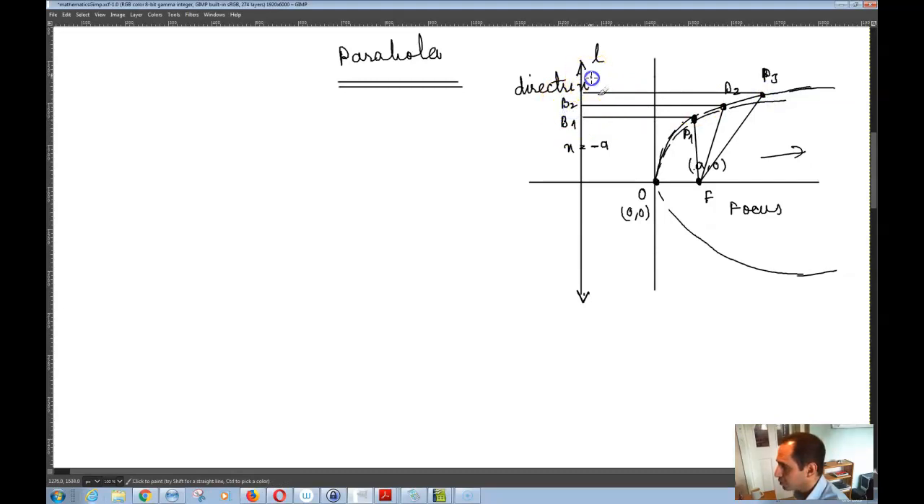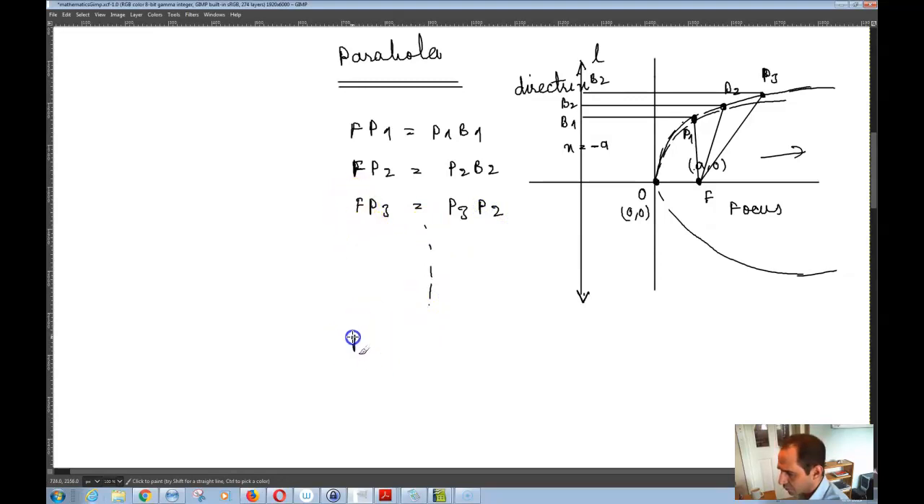Meaning that, for example, with B1, B2, and B3 on the directrix, you can say that FP1 is equal to P1B1, FP2 is equal to P2B2, and FP3 is equal to P3B3, and so on and so forth.